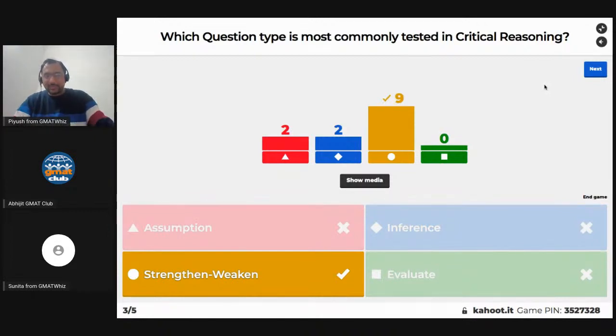Okay, so I see most of you have got this right. Great, guys. Strengthen weaken is actually the most commonly tested question. In fact, strengthen is probably the most commonly tested. It's more commonly tested than weaken, but again, sometimes weaken wins the battle. So strengthen weaken combined is the most common question type, and you need to be aware of it. You need to do well on them.